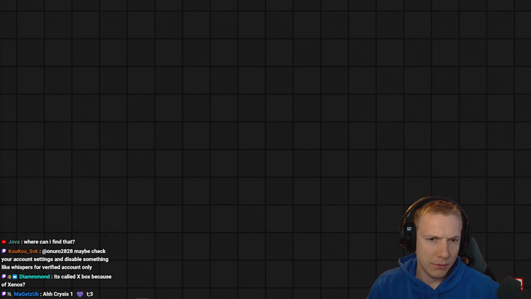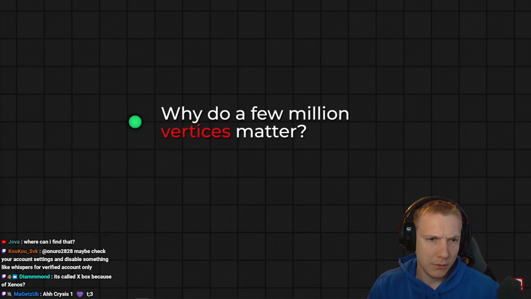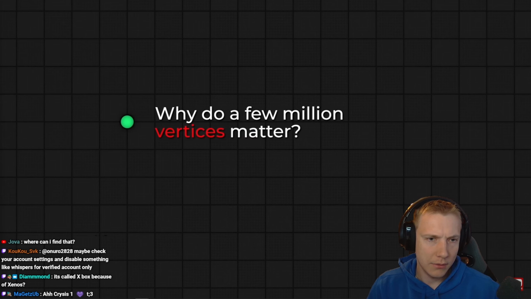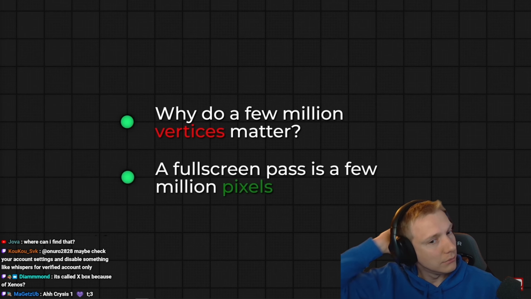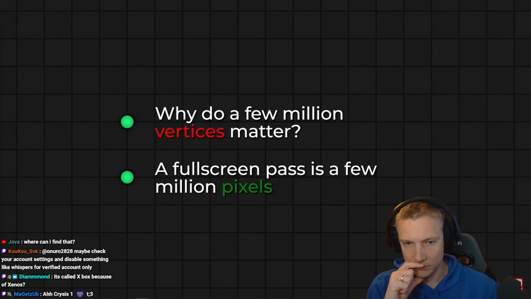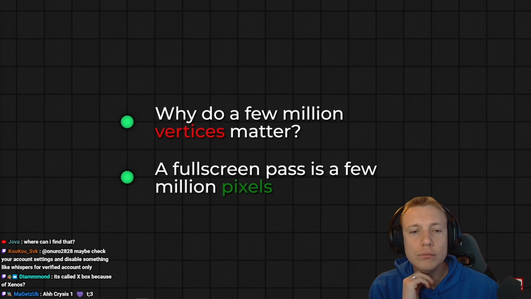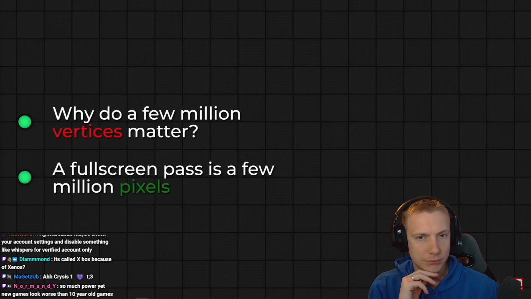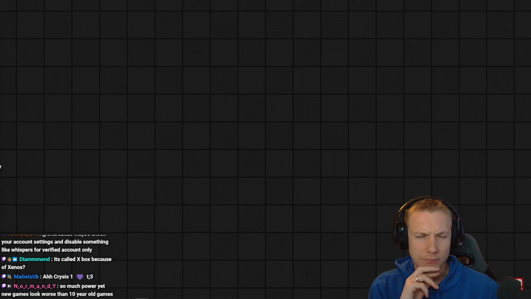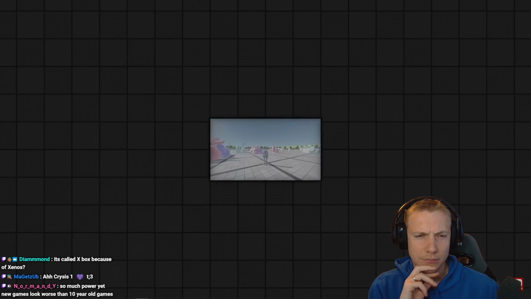So with that in mind, my uber-powerful fancy new GPU realistically shouldn't be bothered too much by the introduction of even a few million extra vertices, because doing one full-screen pass would be a few million pixels, but wouldn't even make a small dent in performance. If vertices and pixels are basically shared now on the hardware, there shouldn't be a difference. Let's look at this example.